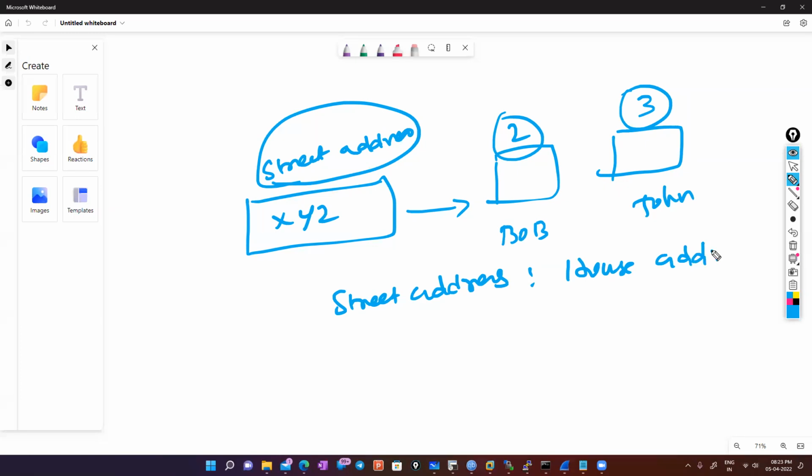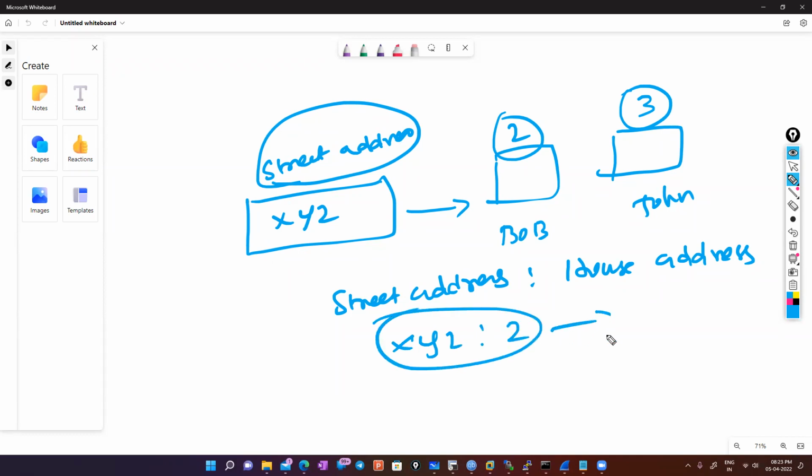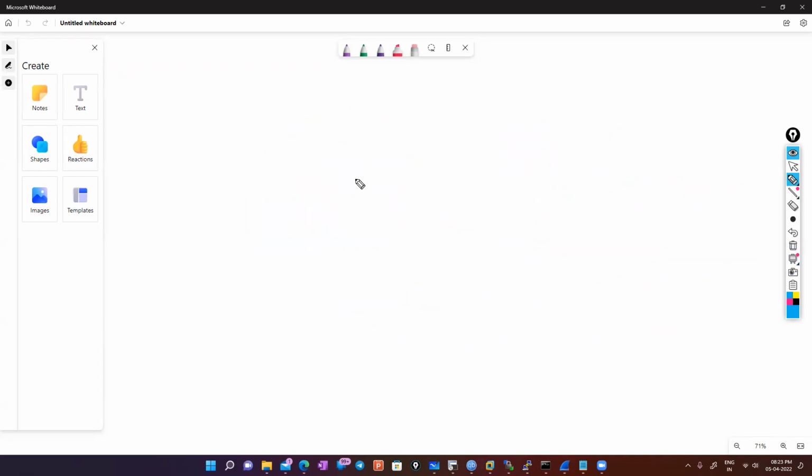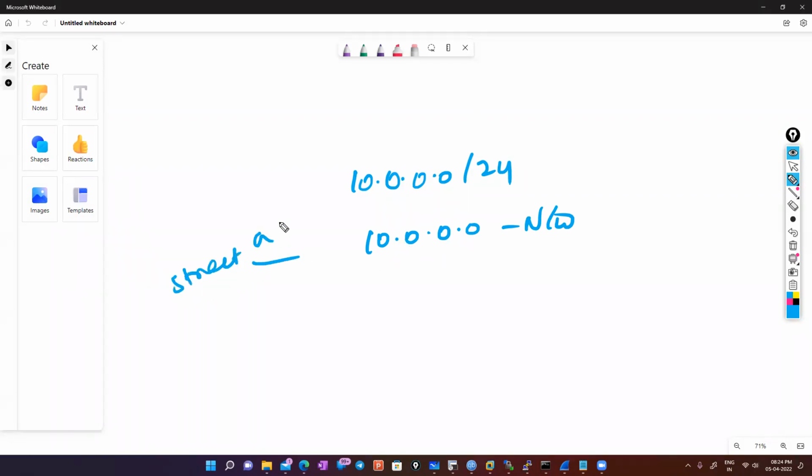Example, I'm saying to make it simple. So if I want to send any courier or any post to Bob, all I do is type XYZ and house number 2. It will be delivered. In the same way, when it comes to IP addressing, 10.0.0.0/24. So what is my network address for all the PCs? 10.0.0.0. This is never going to change, right? And this is like your street address, and this is your house address.